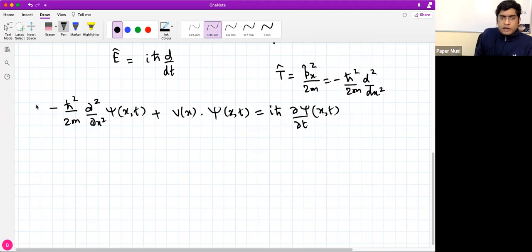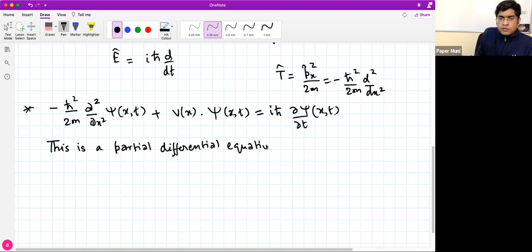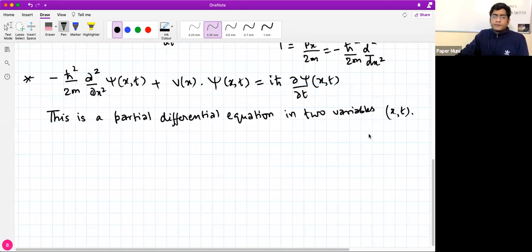We can see that this expression is a partial differential equation in two variables, x and t.